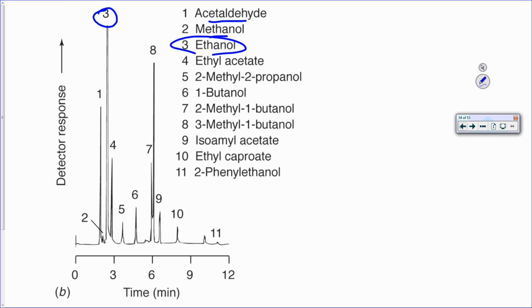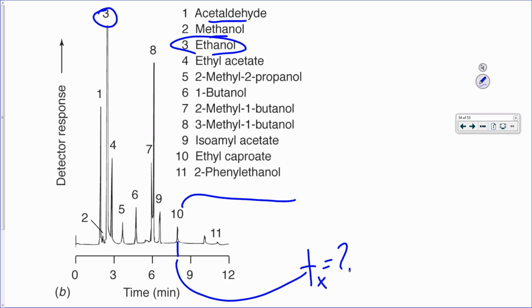Okay, so here we identify things based on the retention time. So whatever this time is, time X, that's where I expect to find ethyl caprolate every time.